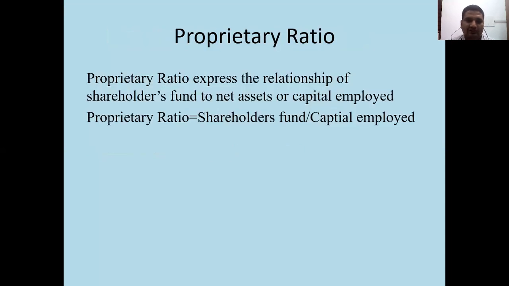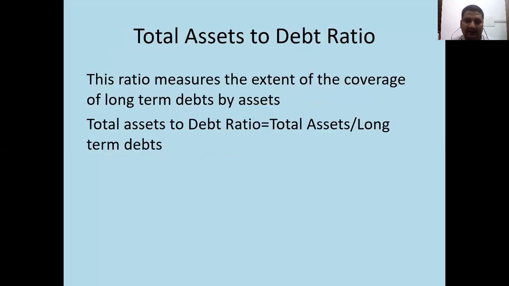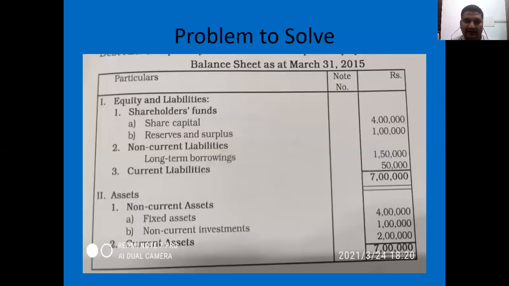The proprietary ratio expresses the relationship of shareholders' funds and net assets, or capital employed. Proprietary ratio equals shareholders' funds divided by capital employed. The total assets to debt ratio measures the extent of coverage of long-term debts by assets. Total assets to debt ratio equals total assets divided by long-term debts.